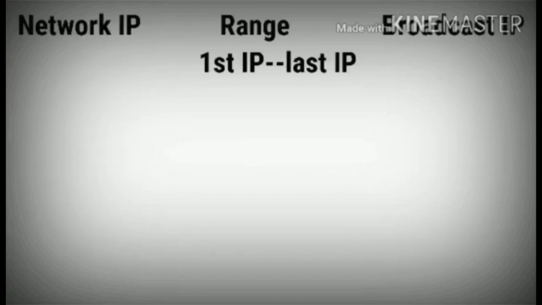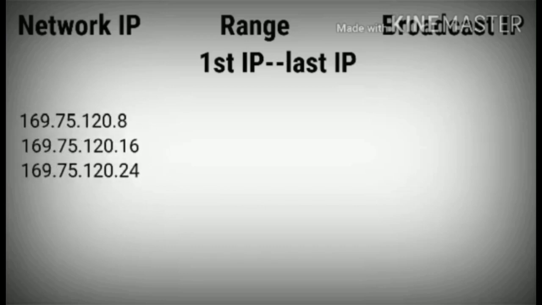We have here the network IP, the range from first IP to last IP, and then the broadcast. In network IP, we have 169.75.120.8, 169.75.120.16, 169.75.120.24. We're gonna focus here on 169.75.120.16.